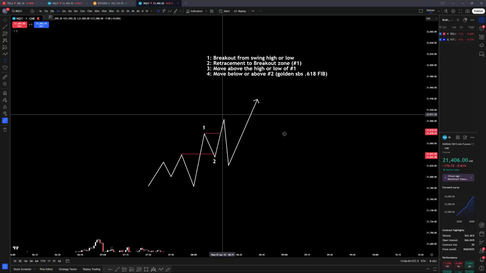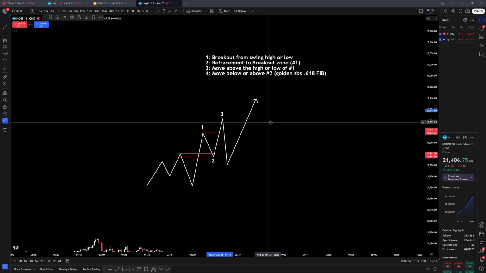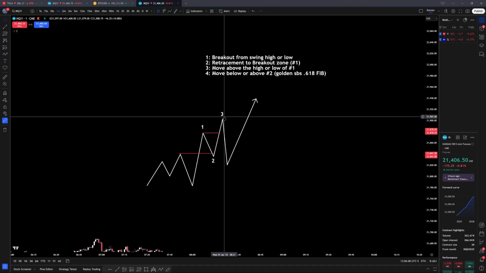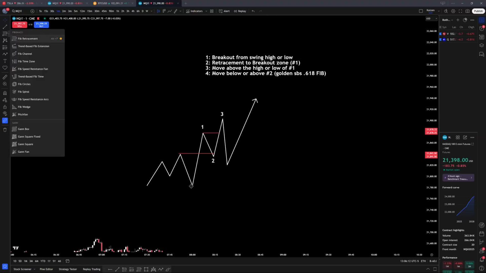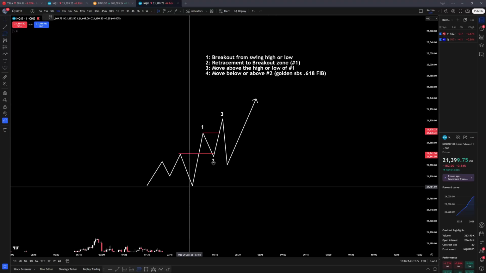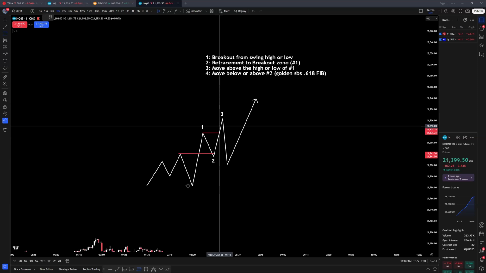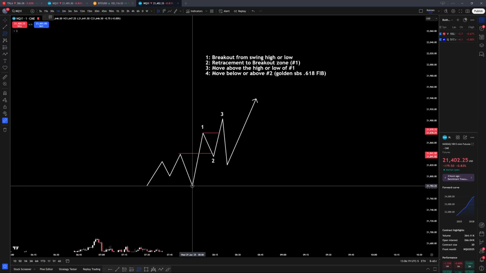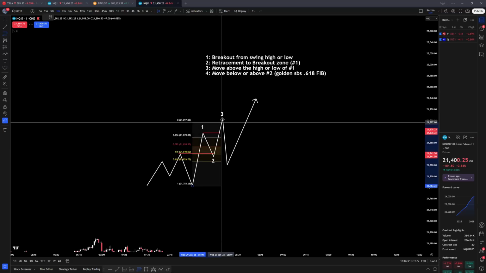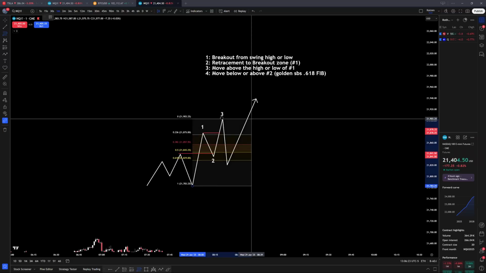So this would be our number three. Now from this point, once you see that number three form, you would take your fib retracement tool and draw it from the previous low to the high of number three. So we'll draw it from this low right here to the high of number three, which is right here.